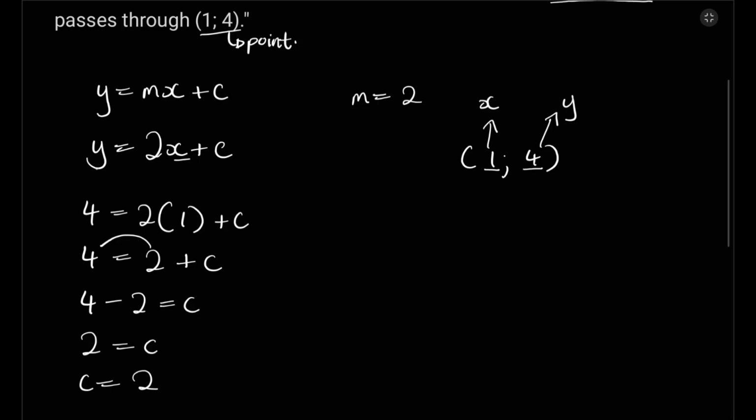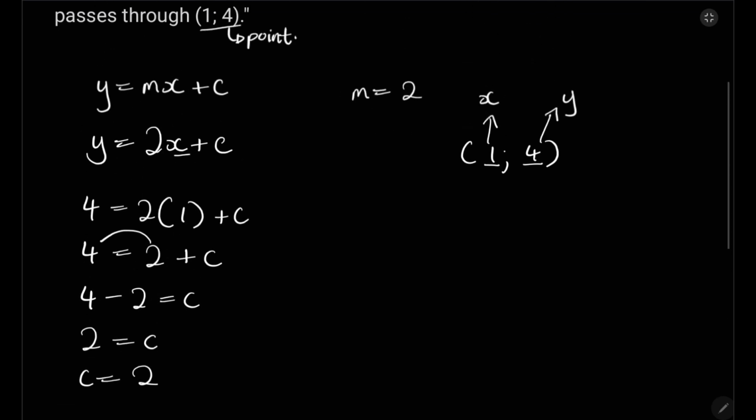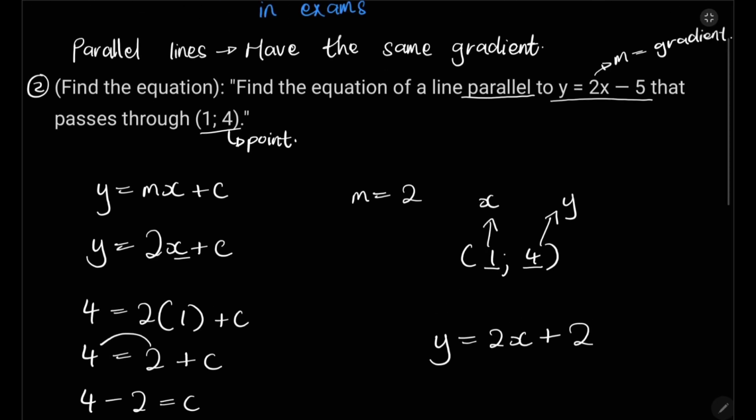Now, we had y is equal to 2x plus c. Remember, this isn't complete. We still need to find our c. We calculated our c, so we can write our final answer as y is equal to 2x plus, what is your c? 2. Now let's look at our question. Find the equation of a line parallel to y is equal to 2x minus 5. We already have our solution there. We just solved the equation. This is the line that is parallel to y is equal to 2x minus 5.